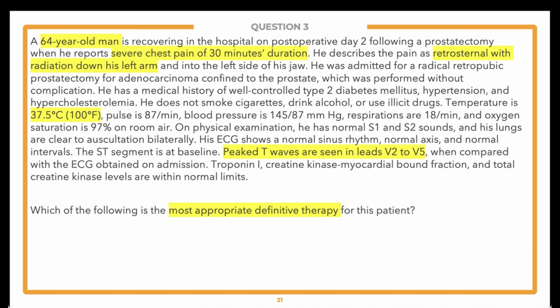So, most appropriate definitive therapy, not just asking what do you want to do. We're going to definitively treat this guy. 64-year-old man, right? Typical cardiology patient. Post-op, okay, fine. He had a prostate surgery, whatever. Had chest pain 30 minutes.